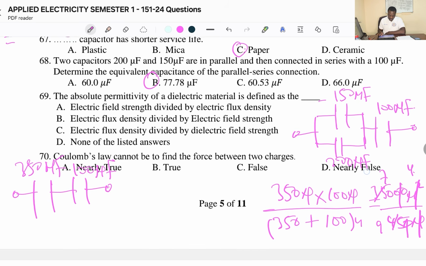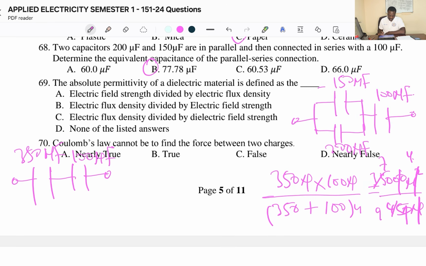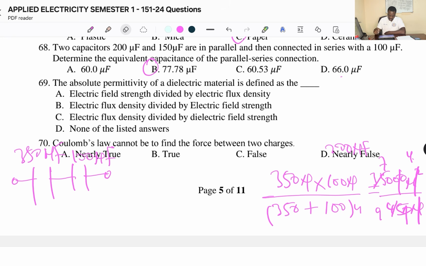Now moving forward to 69. The absolute permittivity of a dielectric material is defined as, here we are interested in the absolute permittivity of a dielectric material. We already know this, right? I'll talk about all this.